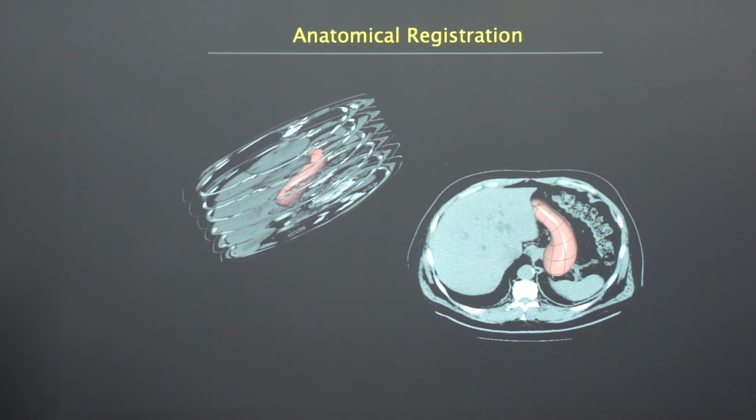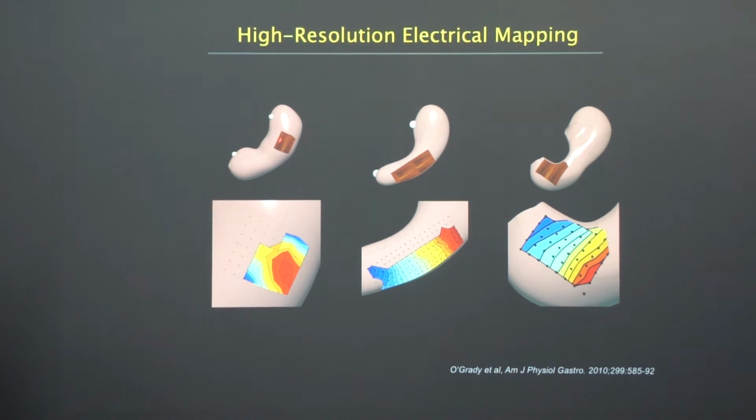Now, another aspect that we've investigated is adding in the anatomical registration of the stomach. So here you can see successive CT scans that allowed us to recreate the three-dimensional anatomy of patient-specific stomach geometries. And we're able to do that across multiple patients and then link their actual electrical mapping data onto the stomach, to add not only patient-specific electrophysiology, but also the patient-specific gastric anatomy. And that's an ongoing area of research.